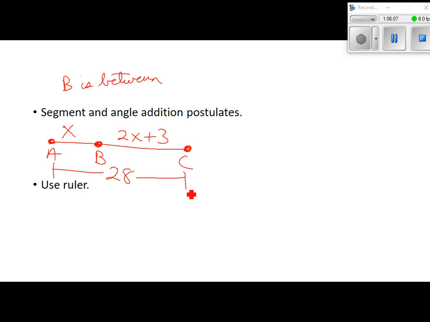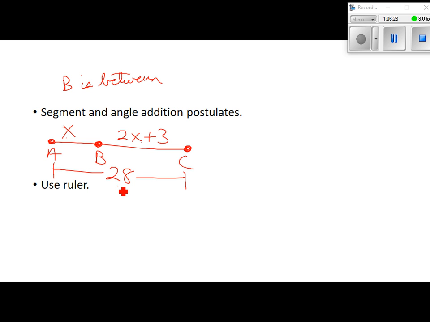What do you got to do from there? Set up the equation. This plus this equals the whole thing. Somebody asked a question. Is that you, Pete? I just said, you gotta do algebra. Oh, algebra.